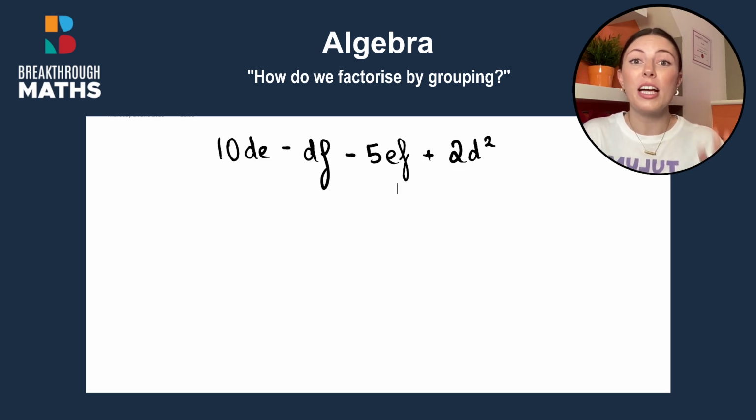grouping. So there's actually 4 types of factorising on the Junior Cert course, and this is just one of them that we'll cover today. So first of all, how do you know if it's factorising by grouping?